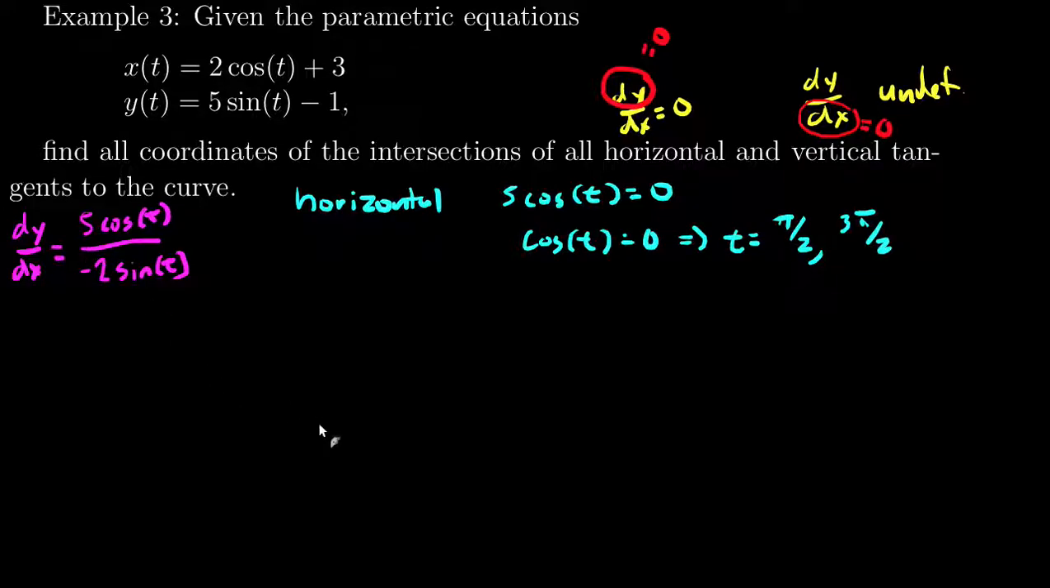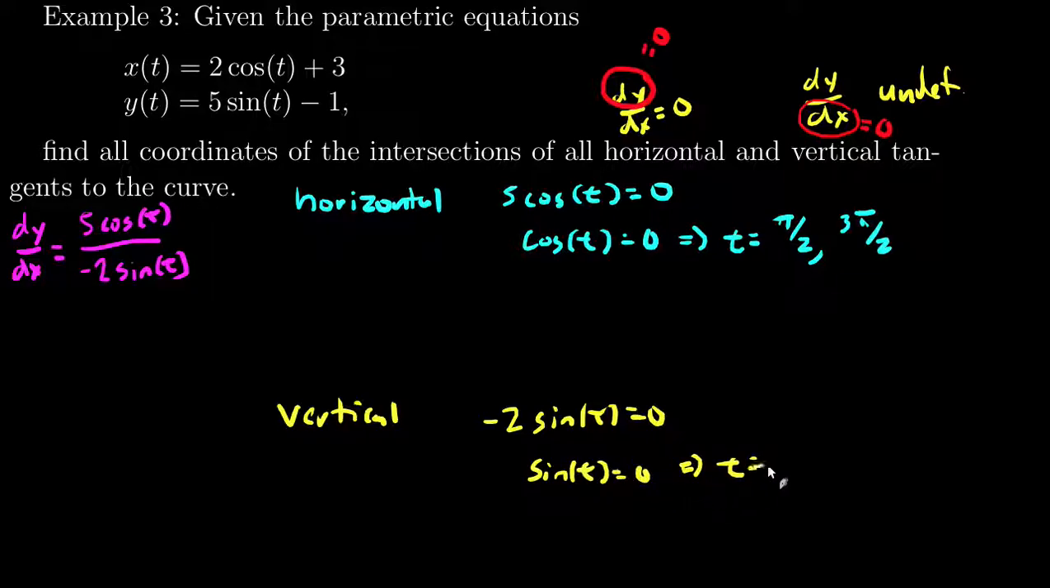All right, now let's look at the vertical tangents. So for vertical, we will set the denominator equal to 0. That will make this undefined. So negative 2 sine t equals 0. Divide both sides by negative 2. You get sine t equals 0. Sine t equals 0 at t equals 0, pi, and I'm going to put in 2 pi, but that's coterminal to 0, so I won't actually end up using both. And here's the last kicker to it. These are not the coordinates. These are the t values.